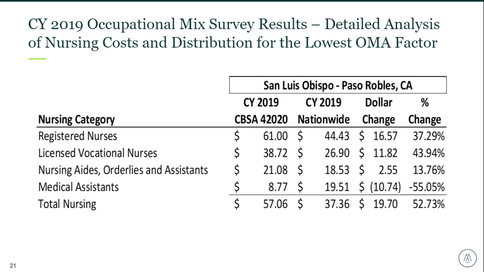So note the reported average hourly wage for medical assistants is $8.77 per hour, which in truth is less than the minimum wage. Thus, while it's easiest to point at the state of California's mandatory nursing ratios as the catalyst for low OMA adjustment, one must also look at the raw data being reported and make a determination as to whether it properly reflects your operations.